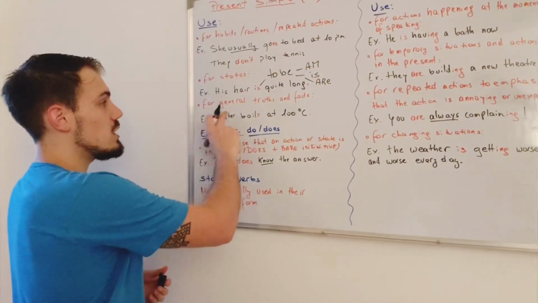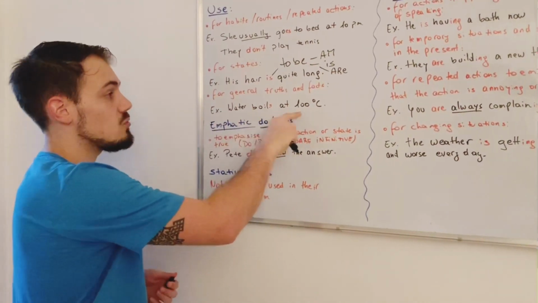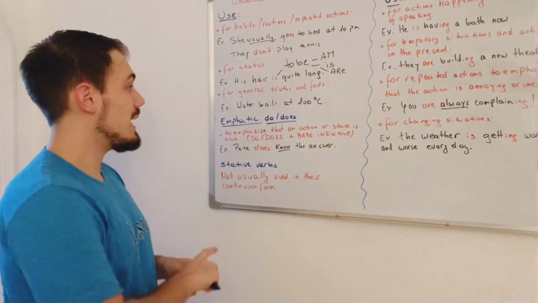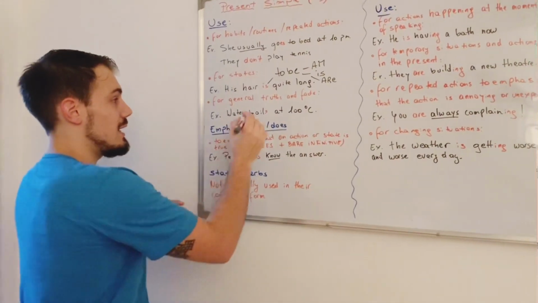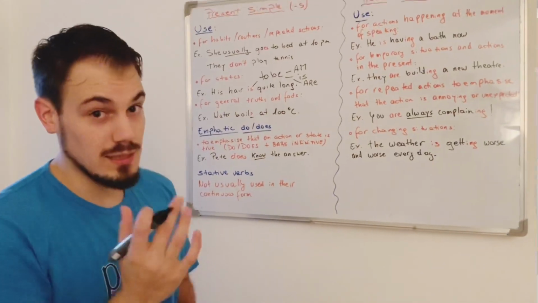Then we have general truths and facts. For example, water boils at 100 degrees, okay? We cannot change that. And again, the S, because water is the third person singular, it is it.